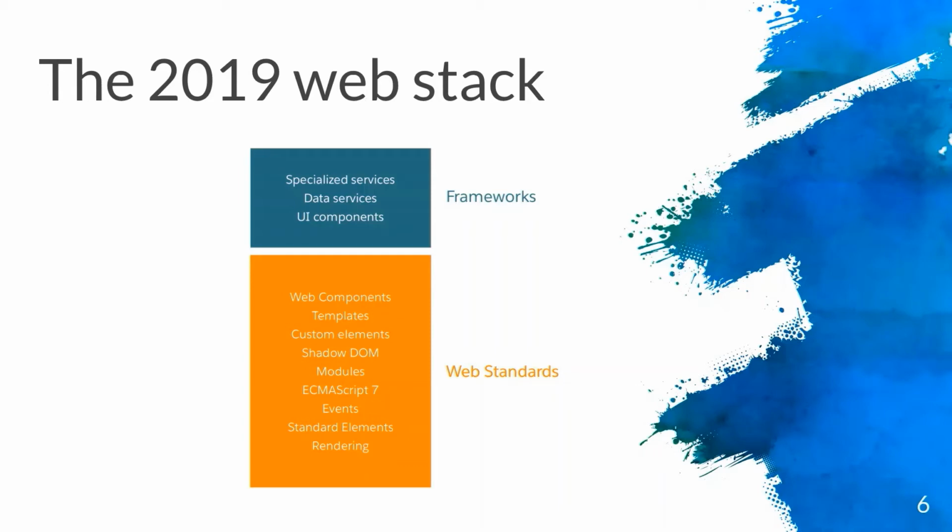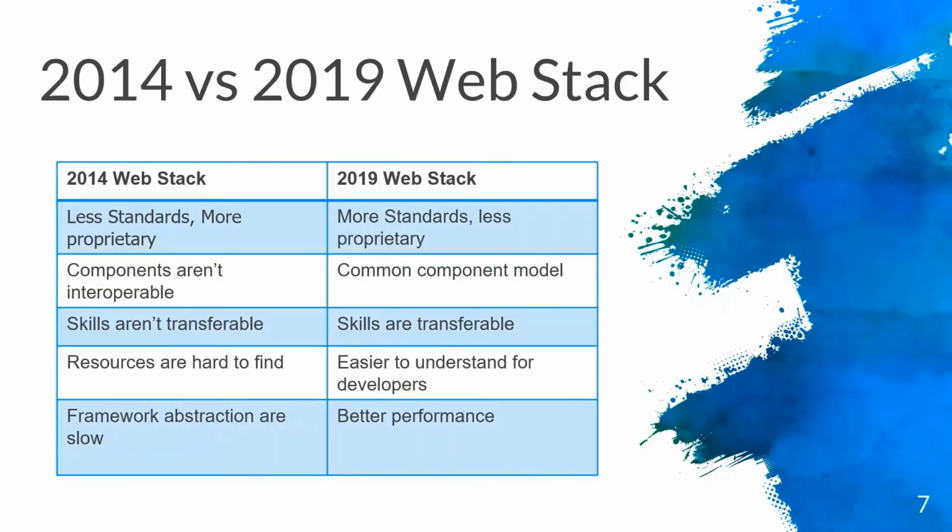Let's compare the 2014 web stack with the 2019 web stack. In the 2014 web stack, most of the key elements required for the development of components were part of the framework and only a few were available as a web standard. While in the 2019 web stack, most of the key elements required for the development of components are available as a web standard and only a few are available as a framework.